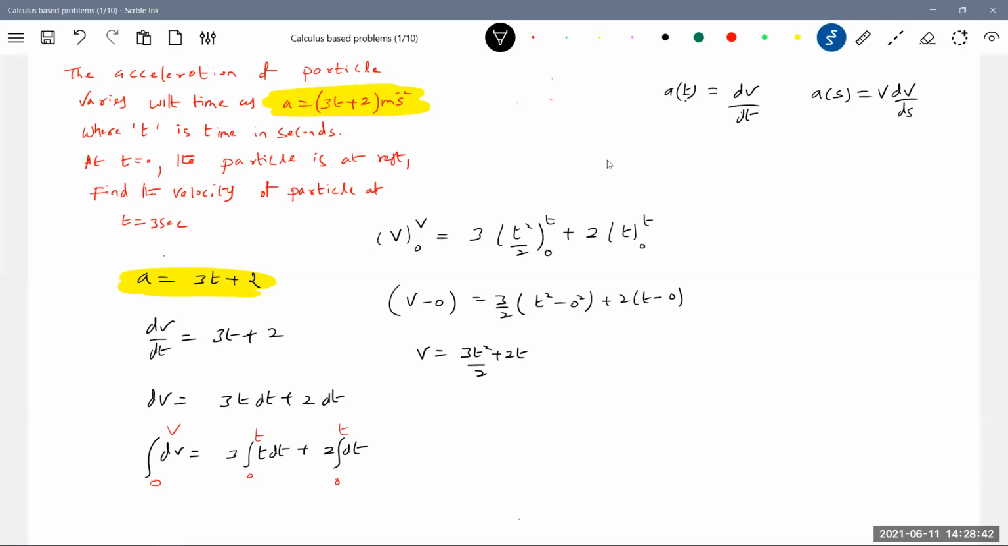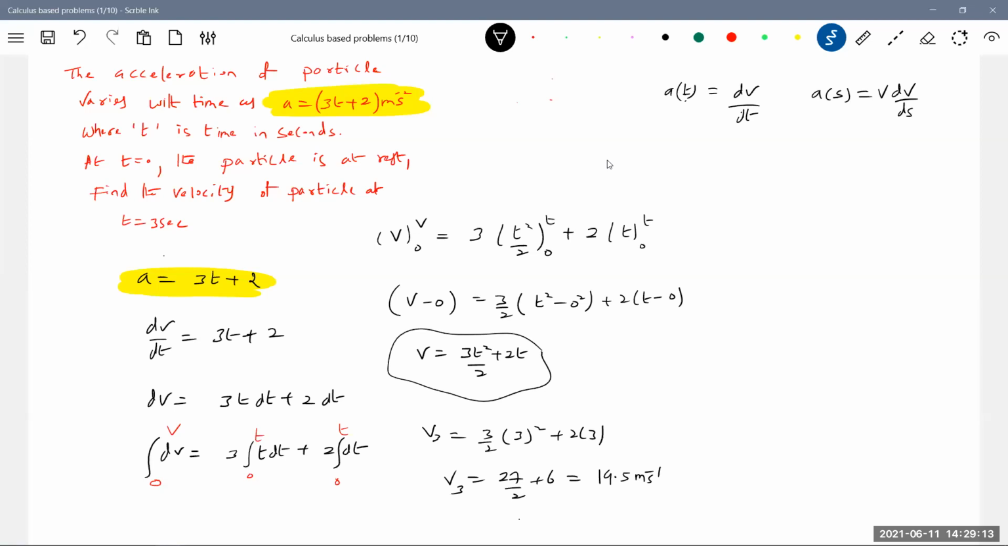Now you have to find out the velocity of the particle at t equals 3 seconds. You could have put that limit here only. That's the first problem I just wanted. Look at the velocity now. It is in fact varying with time. So now the velocity of the particle at 3 seconds: 3 times 3 square by 2 plus 2 into 3. That is 27 by 2 plus 6, which is 13.5 plus 6, so 19.5 meter per second.